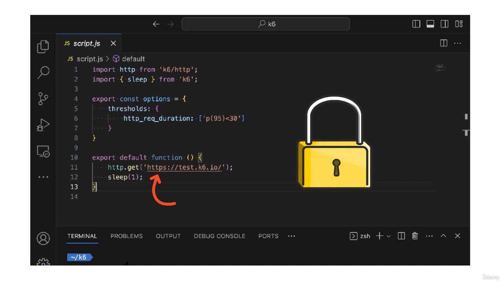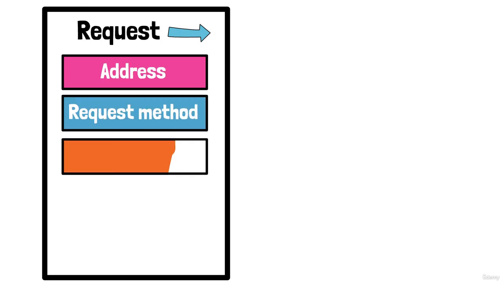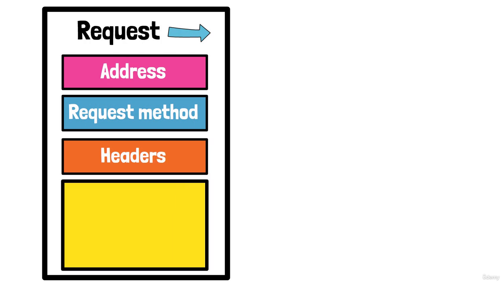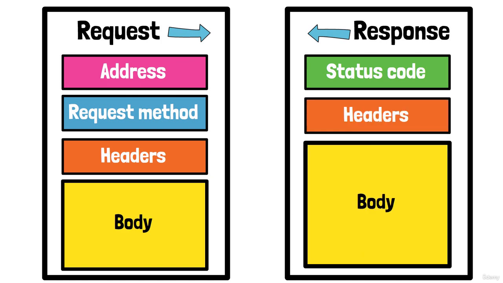So let's go ahead and break down the HTTP messages so that we understand what they contain. Here is a simplified version of what a request contains. It has an address, request method, headers, and a body. And the response contains a status code, headers, and also a body.